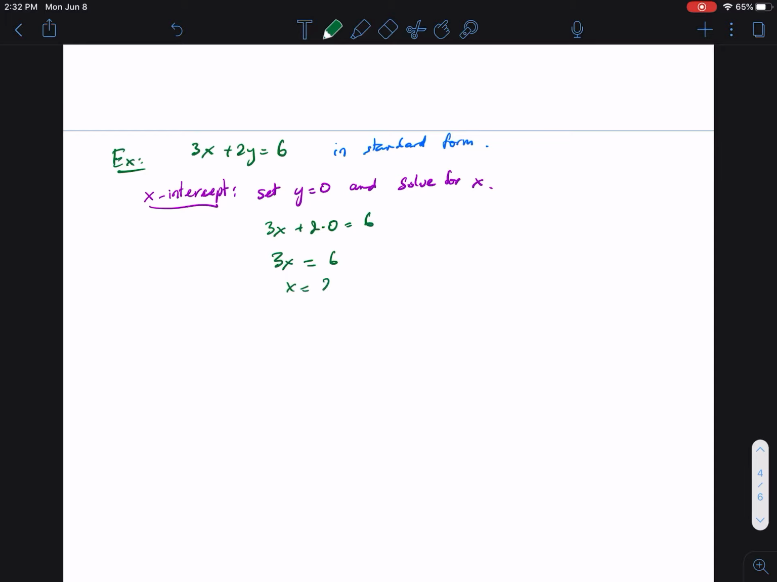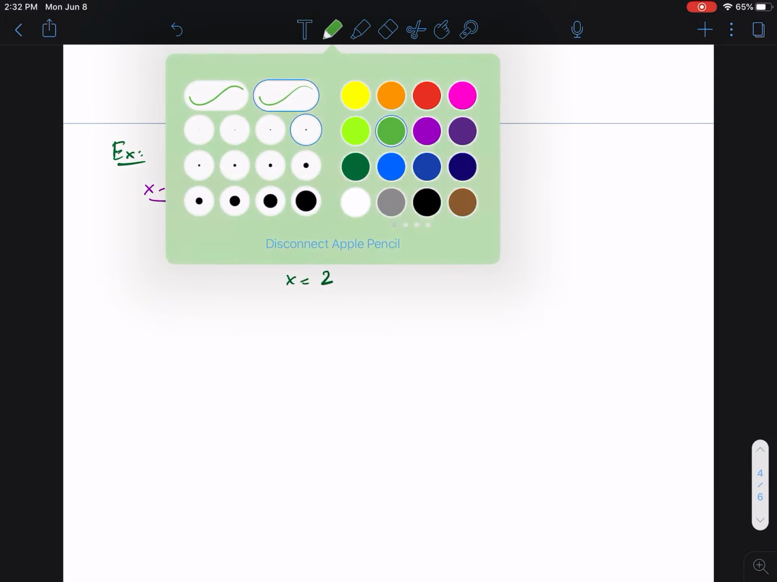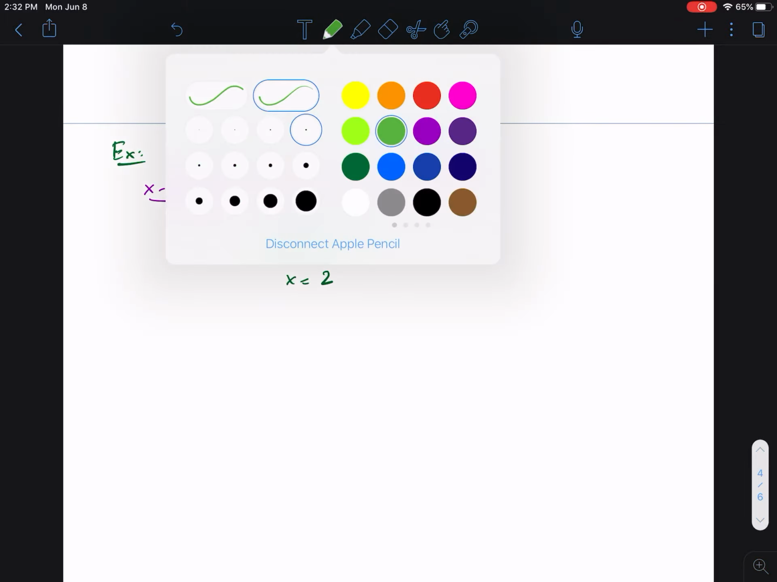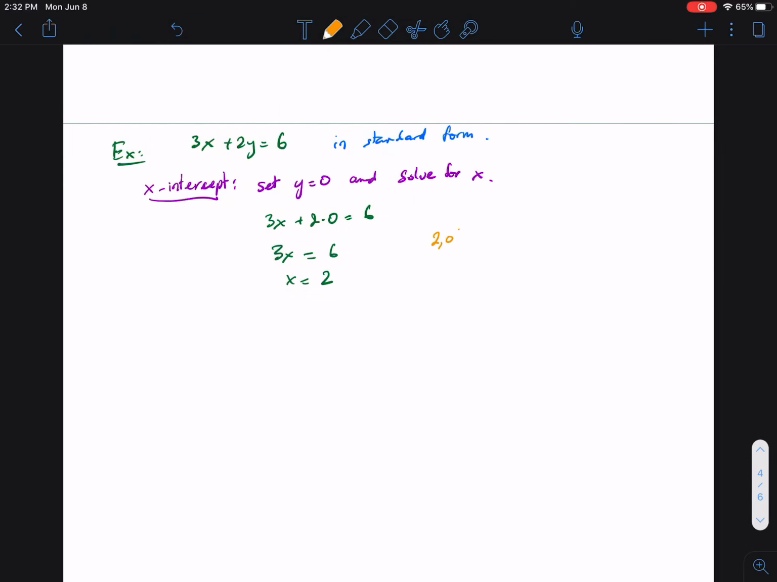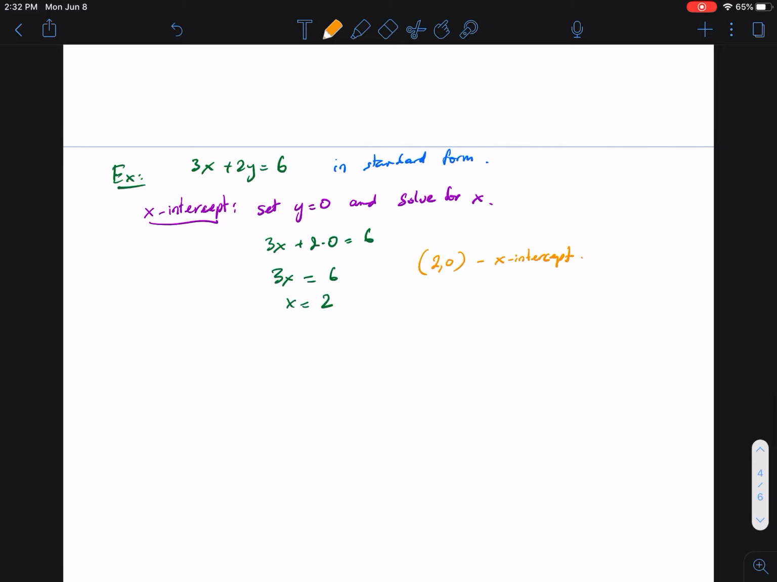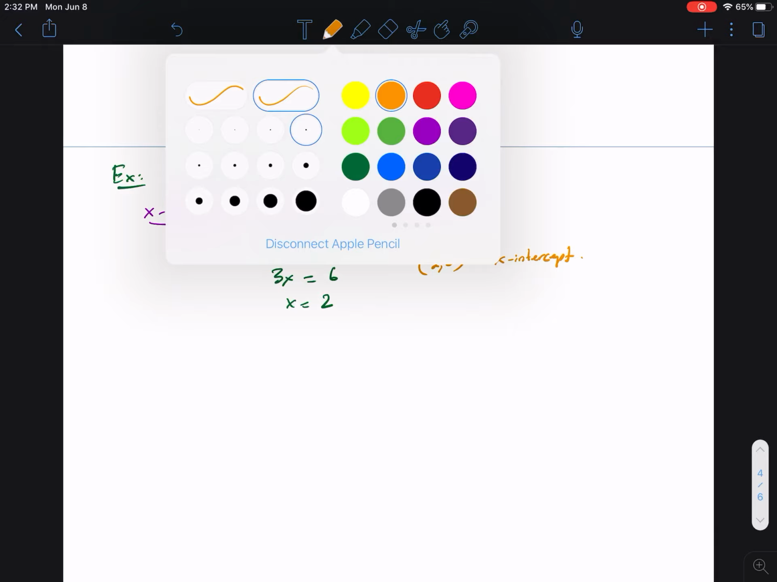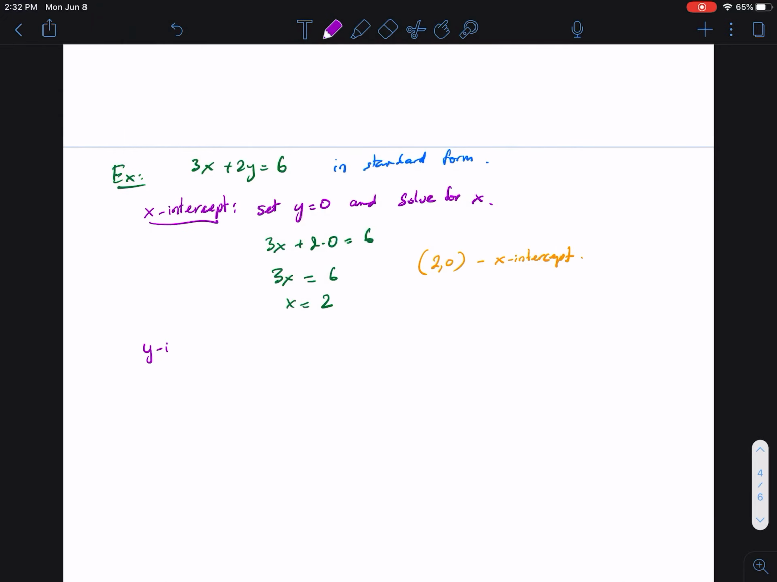So x is 2. All right, so the x-intercept is going to be (2, 0). So this is the x-intercept. The x-intercepts always have the y-coordinate equal to 0. All right, we're moving on to solve for the y-intercept.